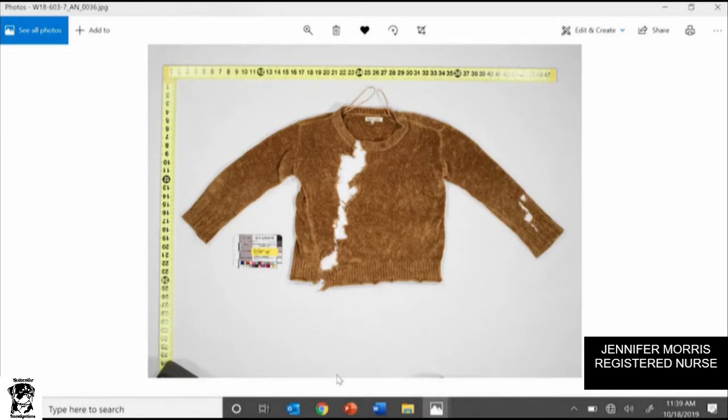Picture 619, please. I'm showing you what's been marked as exhibit number 619, which has previously been introduced in evidence. This is a gold sweater, and you can see that it's cut all the way through on the front of the sweater. Yes, I see that. But you never saw that before your examination? No. And I'm going to show you what has been marked as exhibit number 640.